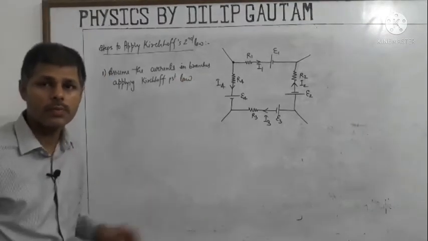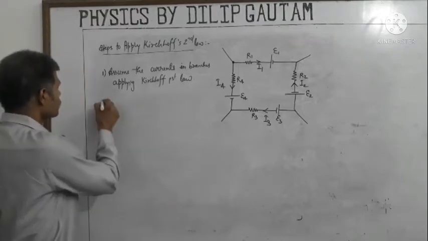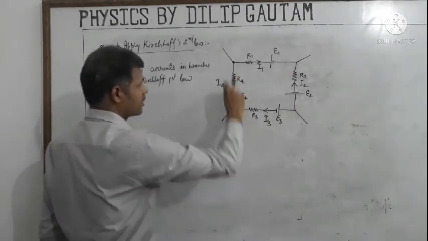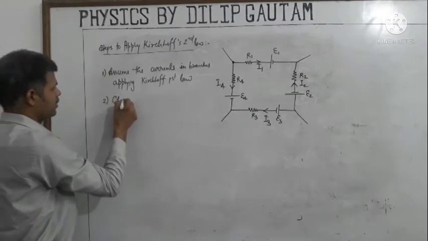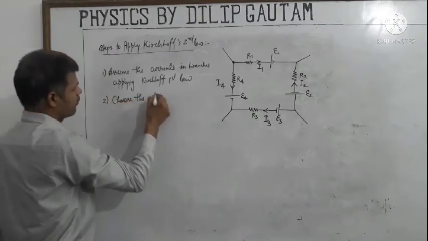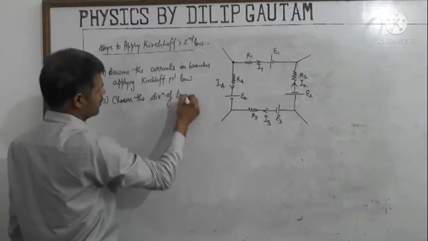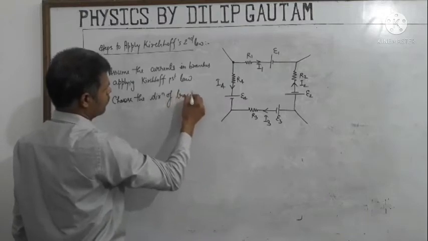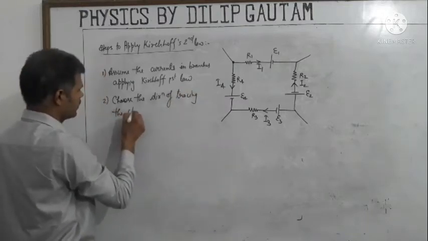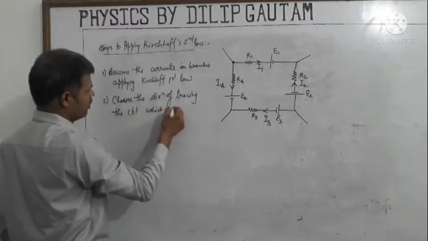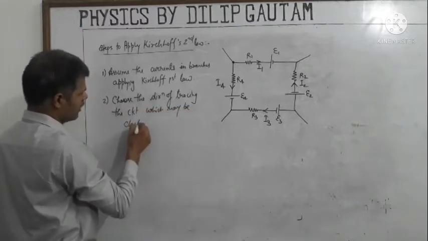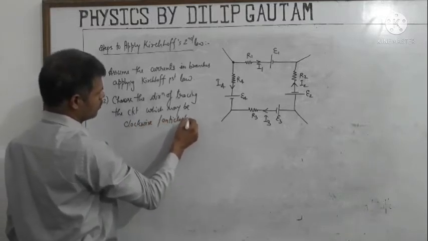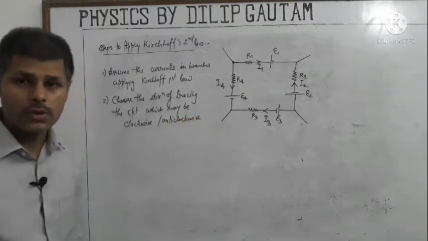So this is the first step. Then after getting the currents in the different branches, we should choose the direction of tracing the circuit, which may be clockwise or anti-clockwise. So this is your second step.